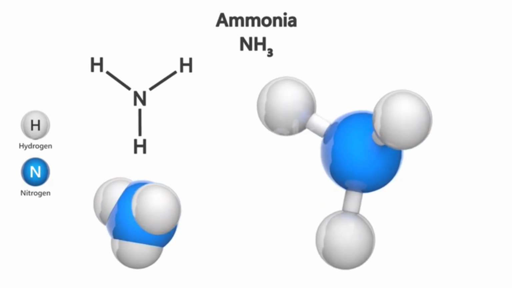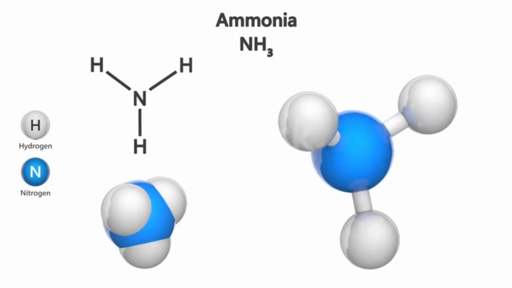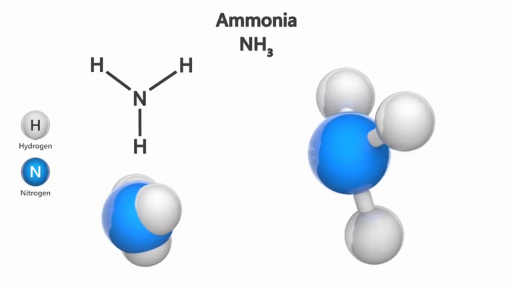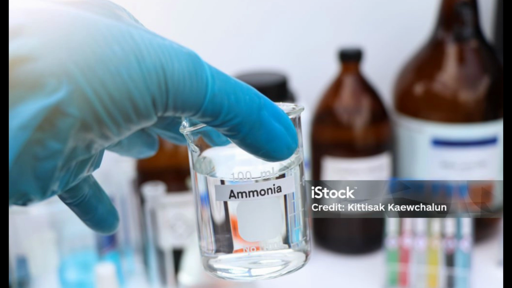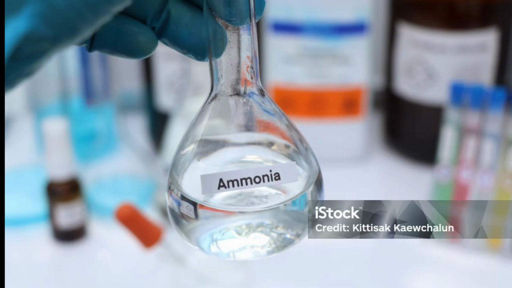Exactly. Okay, so we've covered the industrial production and some of the key properties, but what if you wanted to make a small amount of ammonia in a lab setting? Well, experiment 3.1 in the textbook actually covers that too. The typical lab preparation involves heating a mixture of ammonium chloride and calcium hydroxide, and the heat drives a reaction that produces ammonia gas along with some calcium chloride and water.